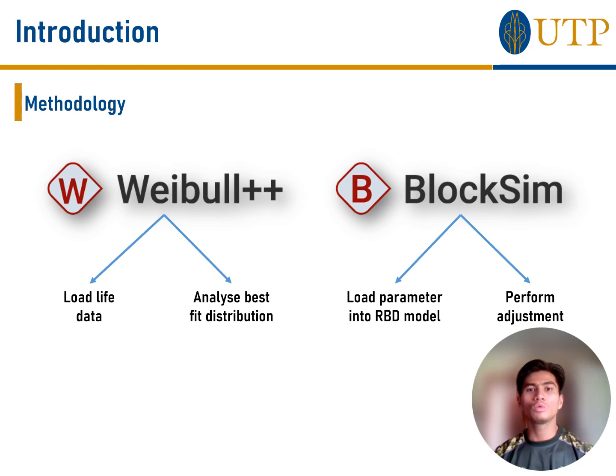This case study was conducted using Weibull and Blocksim software. The given life data were loaded into Weibull to find the best fit distribution for each equipment data and their respective parameters. The obtained parameters were then loaded into Blocksim blocks for each equipment to analyze the plant overall availability. Then, adjustments were made to the block diagram to achieve 99% plant overall availability.